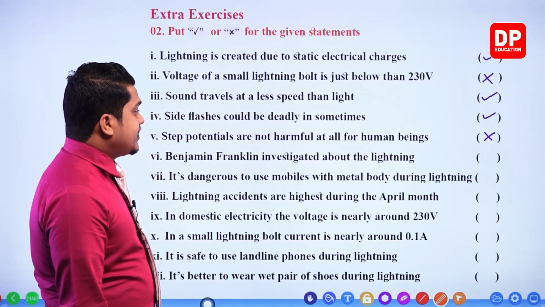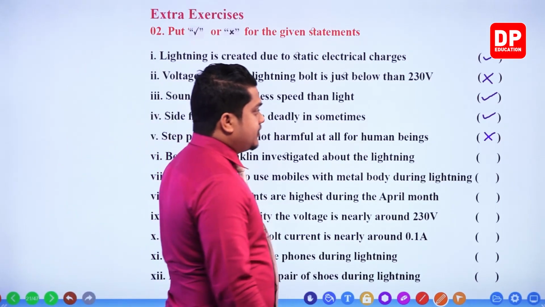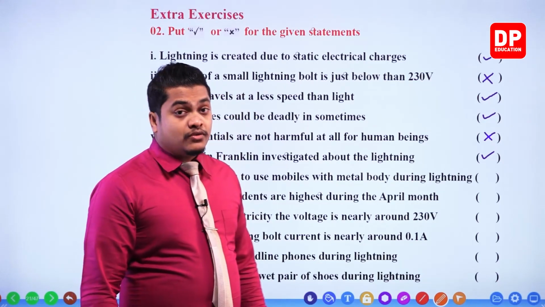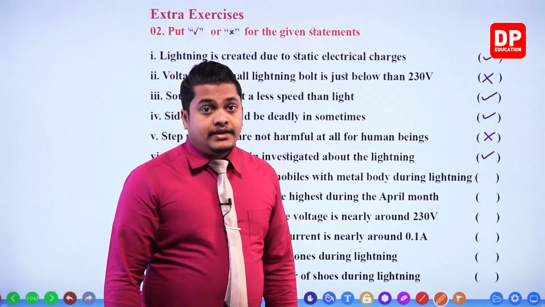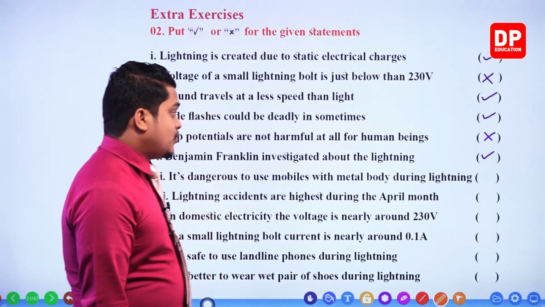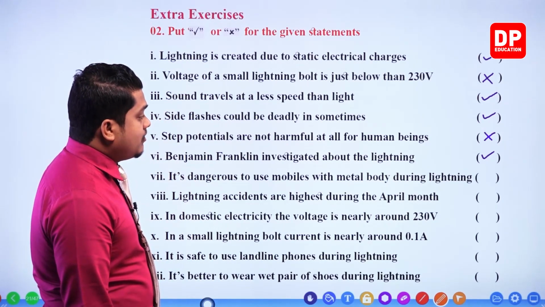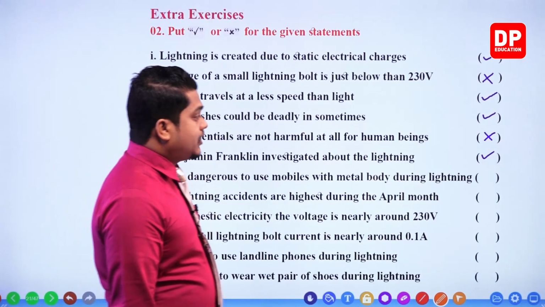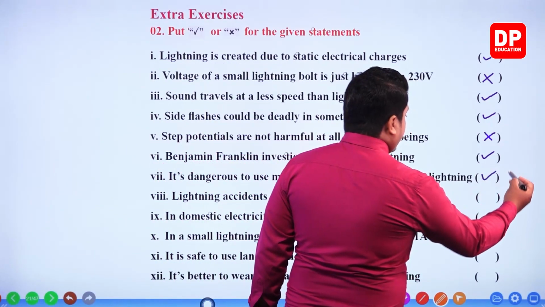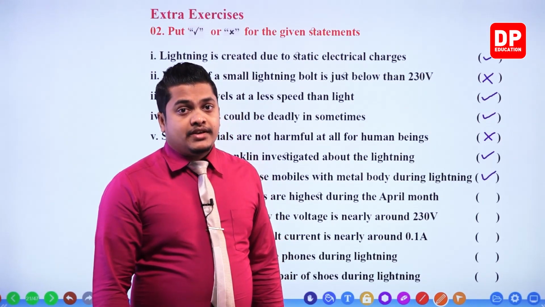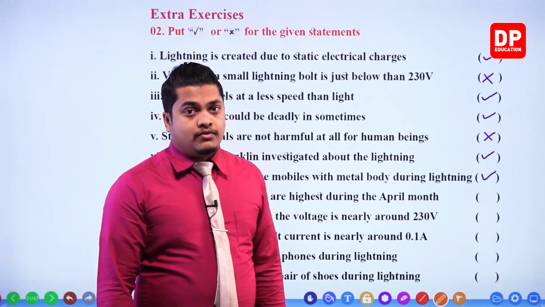Benjamin Franklin investigated lightning. Correct. That's why he was the first person to find the lightning conductor. Next one. It's dangerous to use mobiles with a metal body during lightning. Correct. If they are made up of metallic bodies, then my dear children, mobiles are also harmful, right?